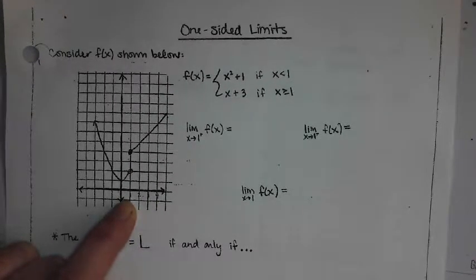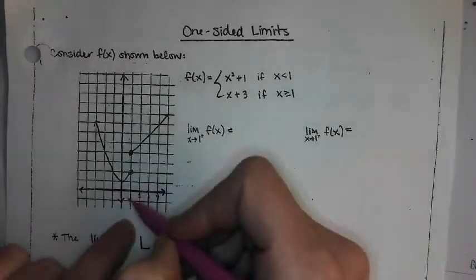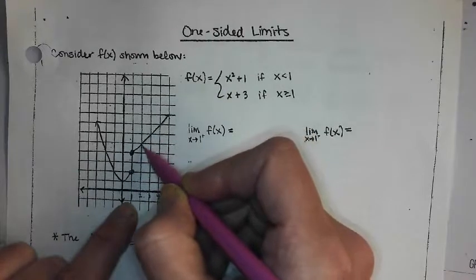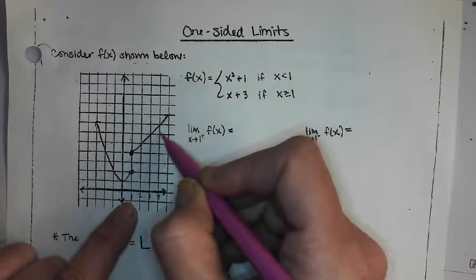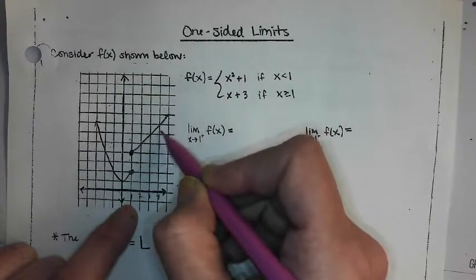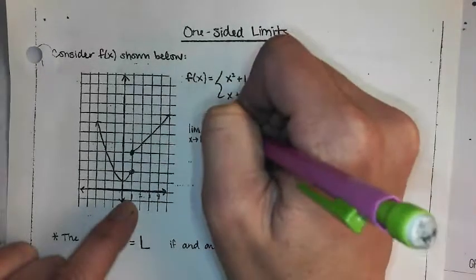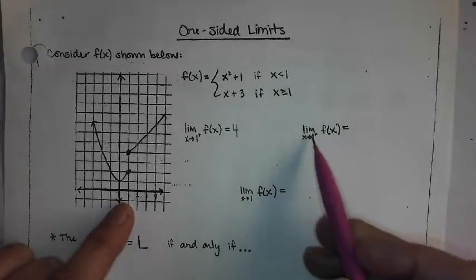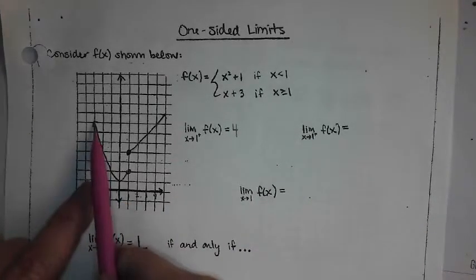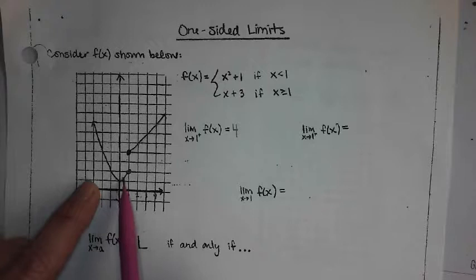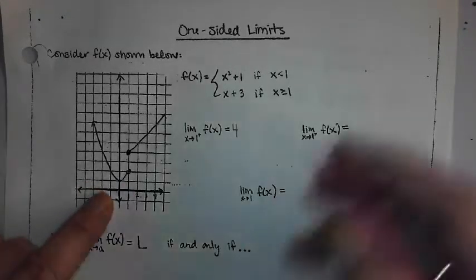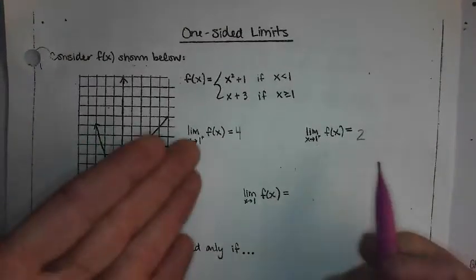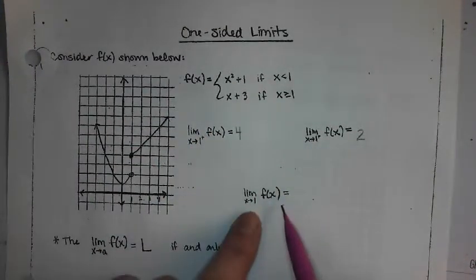I heard 1 and I heard 4. You're approaching 1 from the right. When you're asked for the limit, you're looking for the y value that it's approaching. As the x value approaches 1, the y value is approaching 4. And if we're approaching 1 from the left, the y value is approaching 2. And then we say, what would the overall limit be?